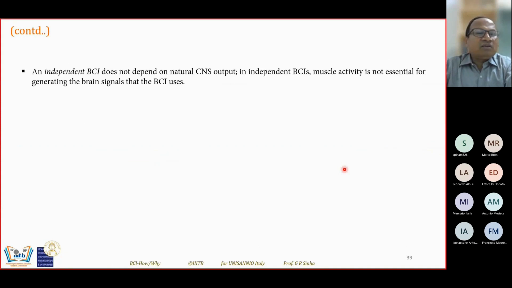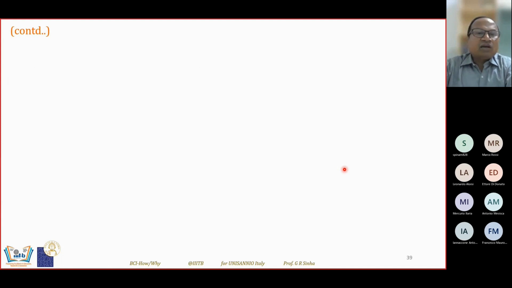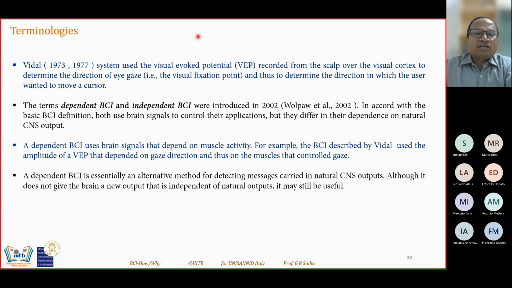Whereas here in the independent, I think this is a very good slide where you can understand visual evoked potential. Visual evoked potential is a signal which is recorded from the scalp, and it affects the visual cortex. It creates an impression in the visual cortex, and that impression again responds, and based on that response, it determines the direction of eye gaze. So your visual ability is changed and affected by this potential, to determine the direction in which the user wants to move the cursor.